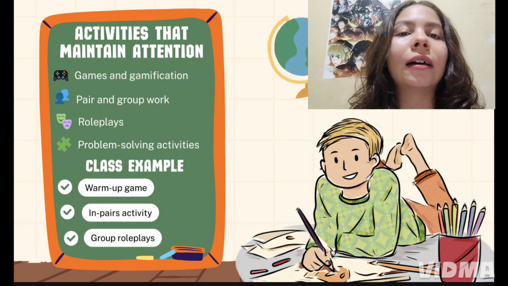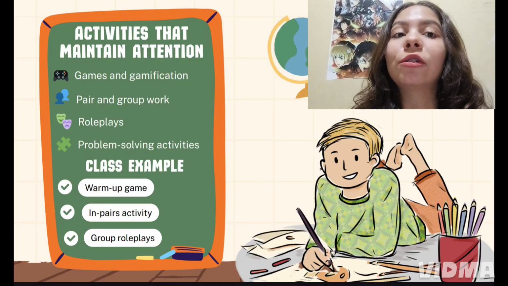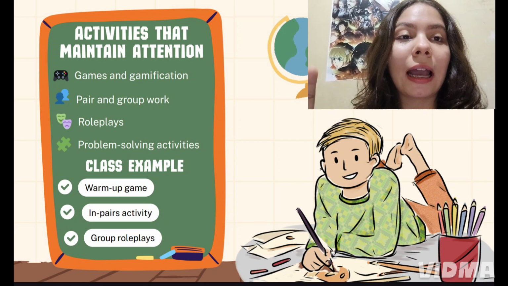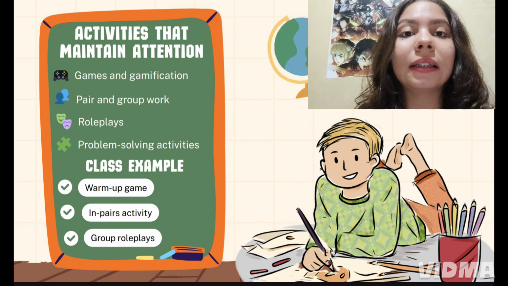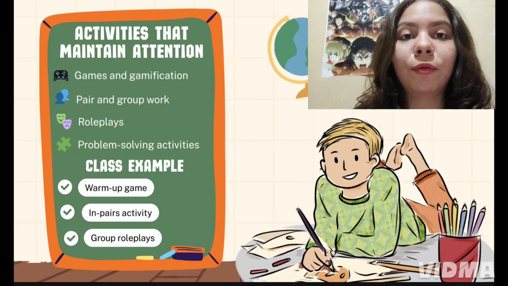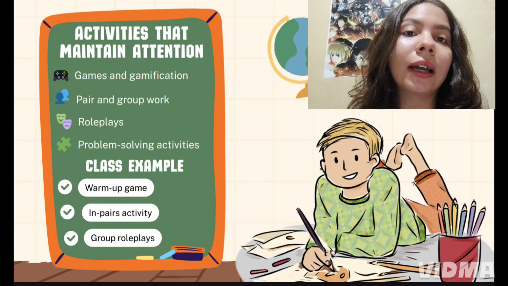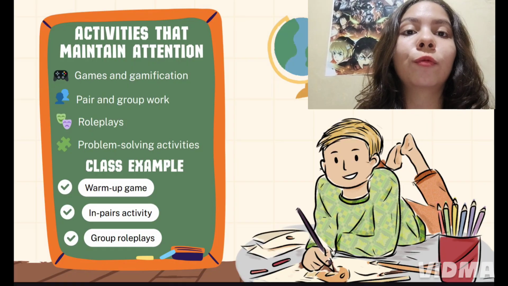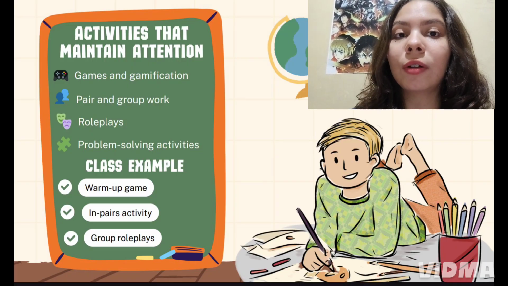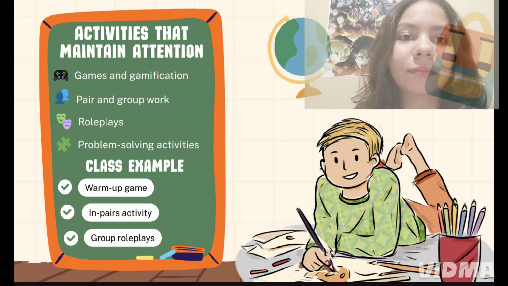Here we have a very simple example of how a class that follows these characteristics will look. So we will start with a simple warm-up game so we can catch their eye from the beginning. Then of course we have to explain the topic at some point, or if the topic is already explained, then when we go to the practice part we can add a pair activity, and at the end we can add a group role play where they use what they learned and we can see if they actually understood the topic while they interact and use the language in a realistic environment or context.